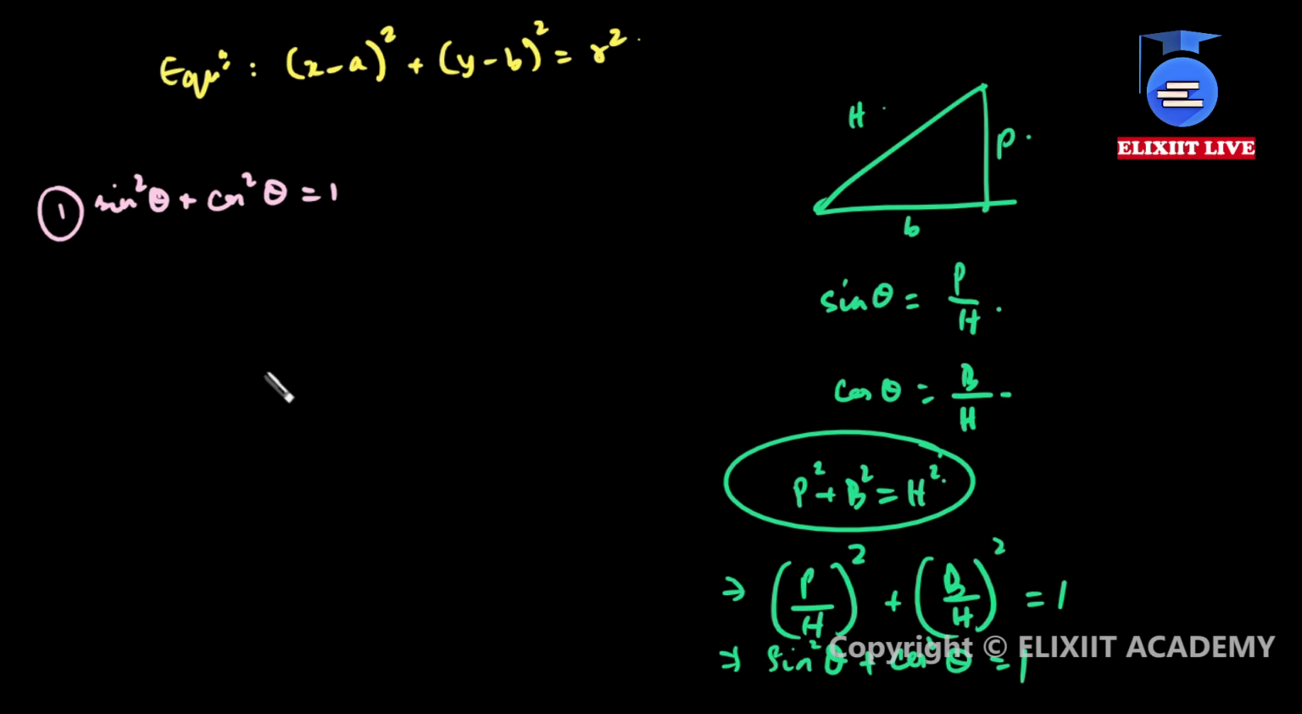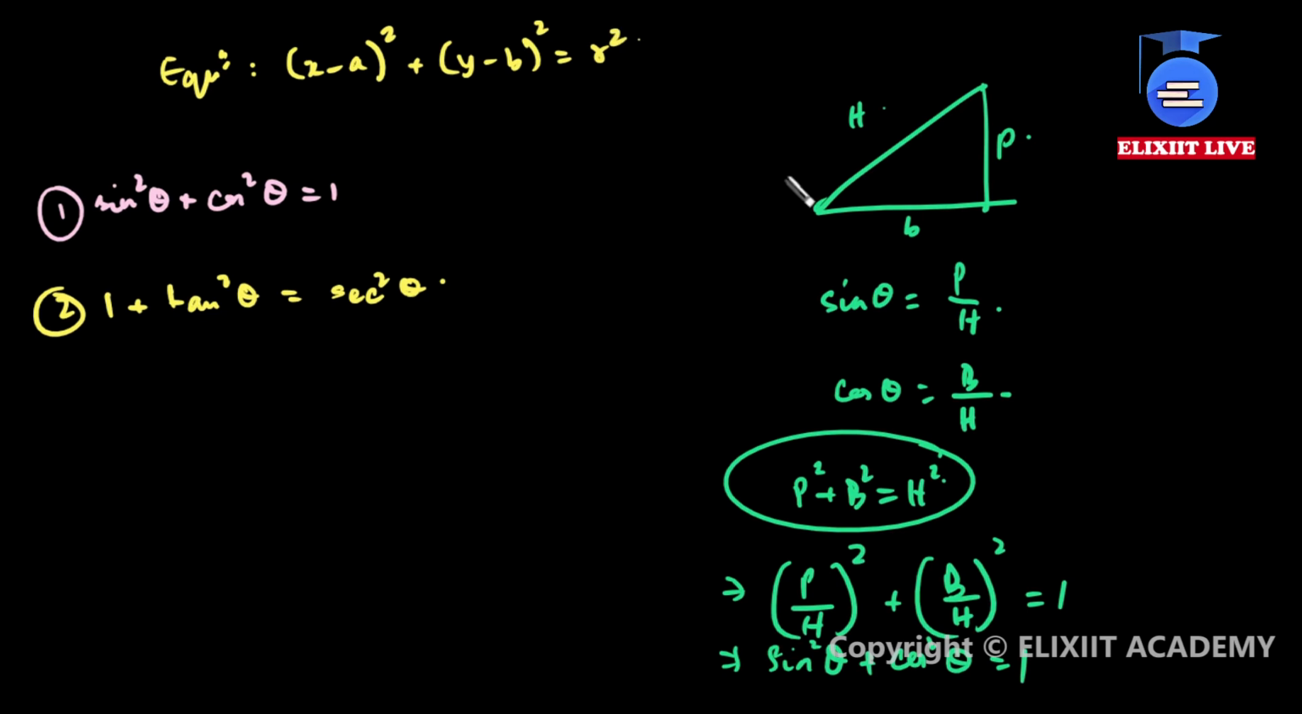What do you do? There is one more identity: 1 plus tan square theta is sec square theta. This can be proved in a very simple manner. Sin square theta plus cos square theta is 1. If we divide both sides by cos square theta, we'll get this identity.